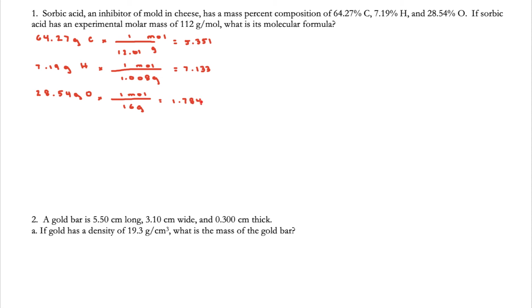Those number of moles are going to become your subscripts, but before I do that, I need to be able to compare their relative number of moles, the number of moles of each of these elements. So what I'm going to do is divide each of these number of moles by the smallest number of moles. Well, the smallest number of moles here is 1.784. And hopefully, by dividing, that will give me a whole number. We'll see if it does for each of these elements, and those will be the subscripts in your empirical formula.